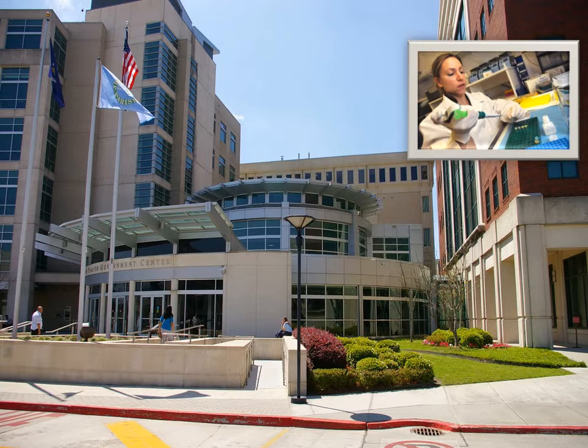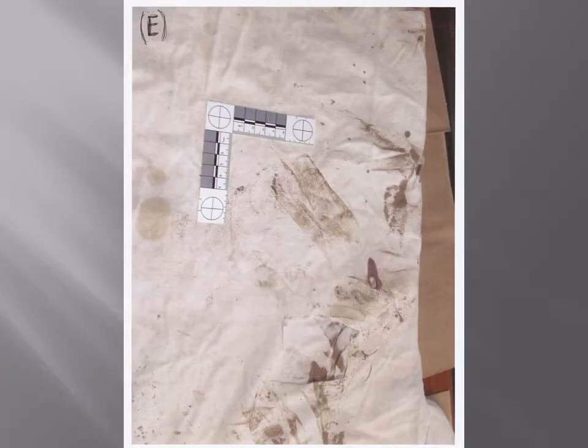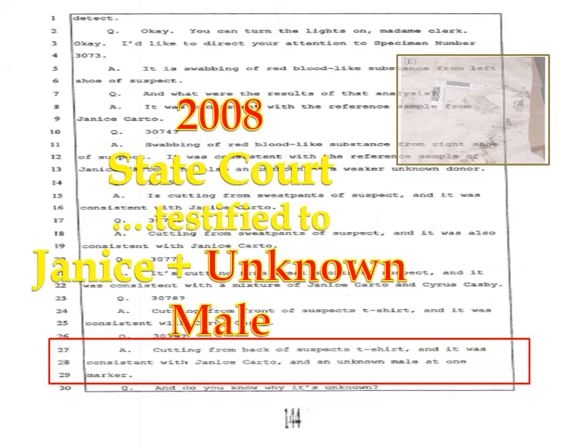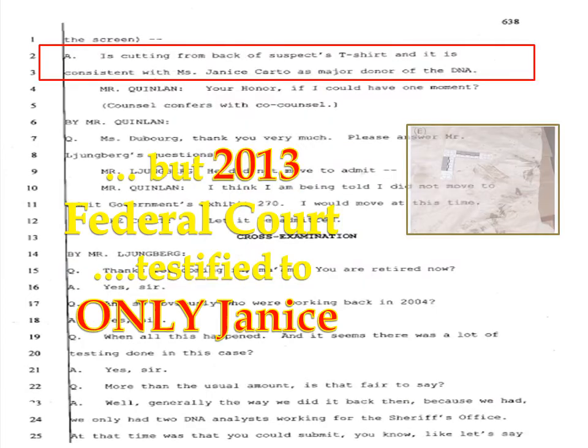In Cyrus's 2008 state trial, DNA analyst Bonnie DeBorg openly admitted that blood from an unknown male and Janice Carto was found on Cyrus's clothing and shoes. However, later in Cyrus's 2013 federal trial, Bonnie DeBorg testified that this same evidence only had Janice's blood on it. DeBorg never mentioned the existence of the unknown male.